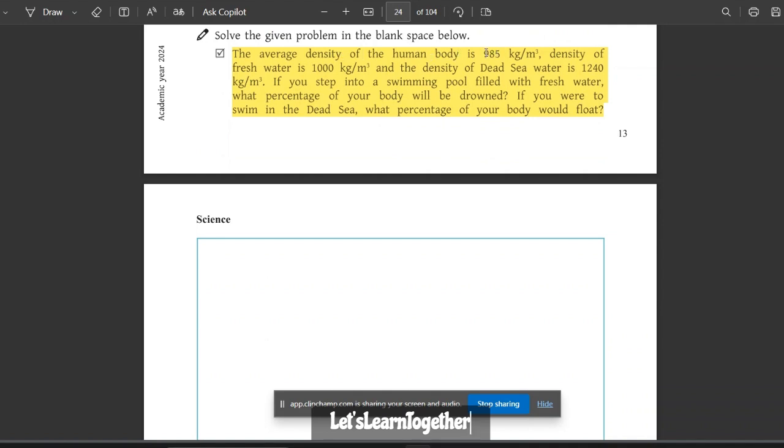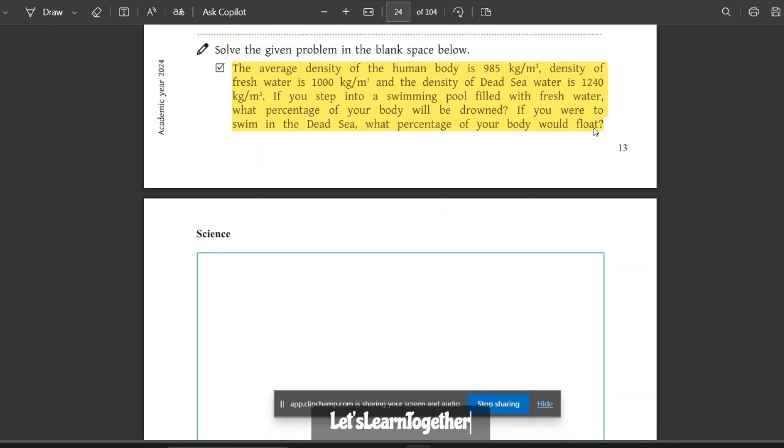of the human body is 985 kg per cubic meter. Density of fresh water is 1000 kg per cubic meter, and the density of dead sea water is 1240 kg per cubic meter. If you step into a swimming pool filled with fresh water, what percentage of your body will be drowned? If you were to swim in the Dead Sea, what percentage of your body would float?